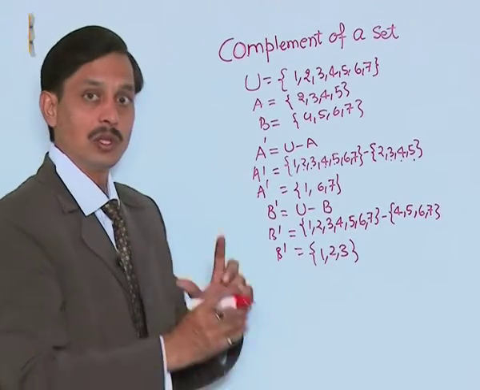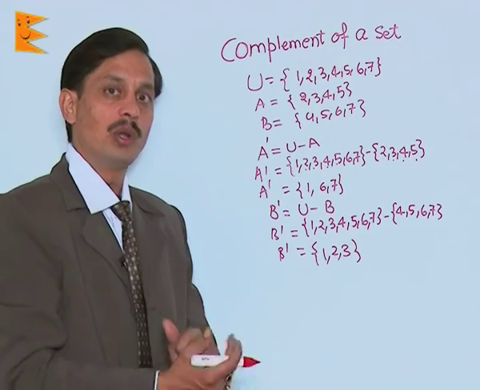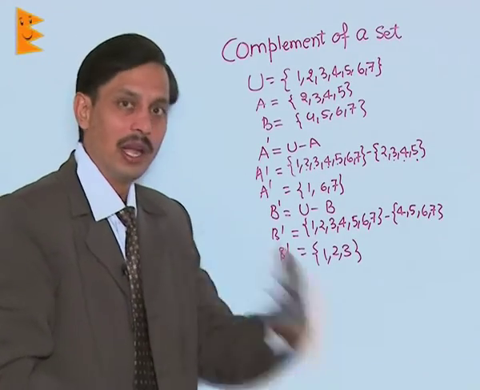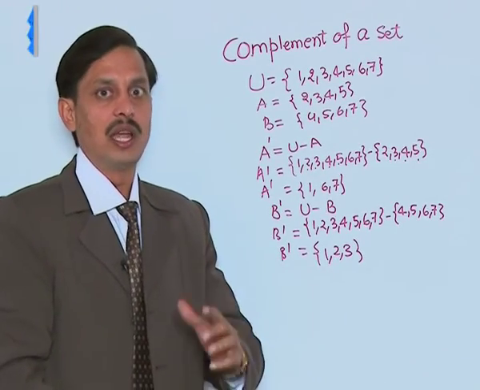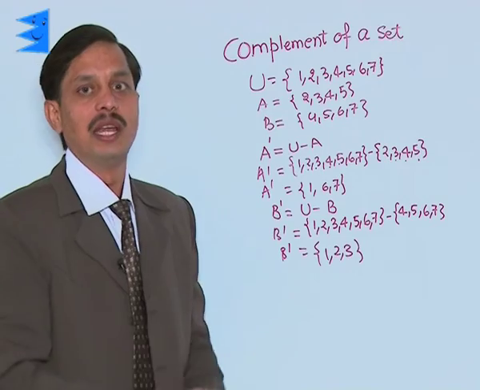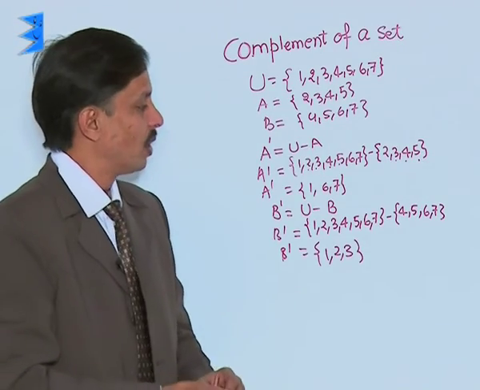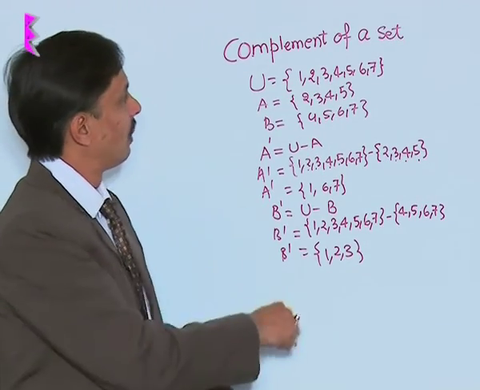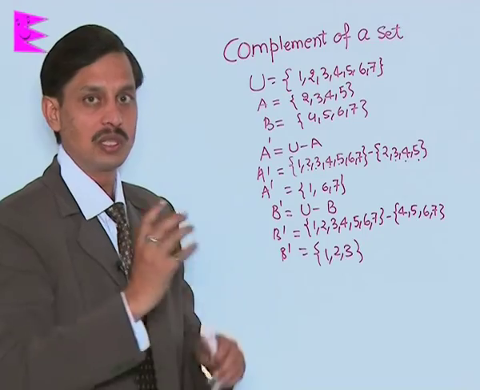1, 2, 3. So as and when you want to find the complement of any set, it means that all elements of that set need to be removed from the elements of the universal set.